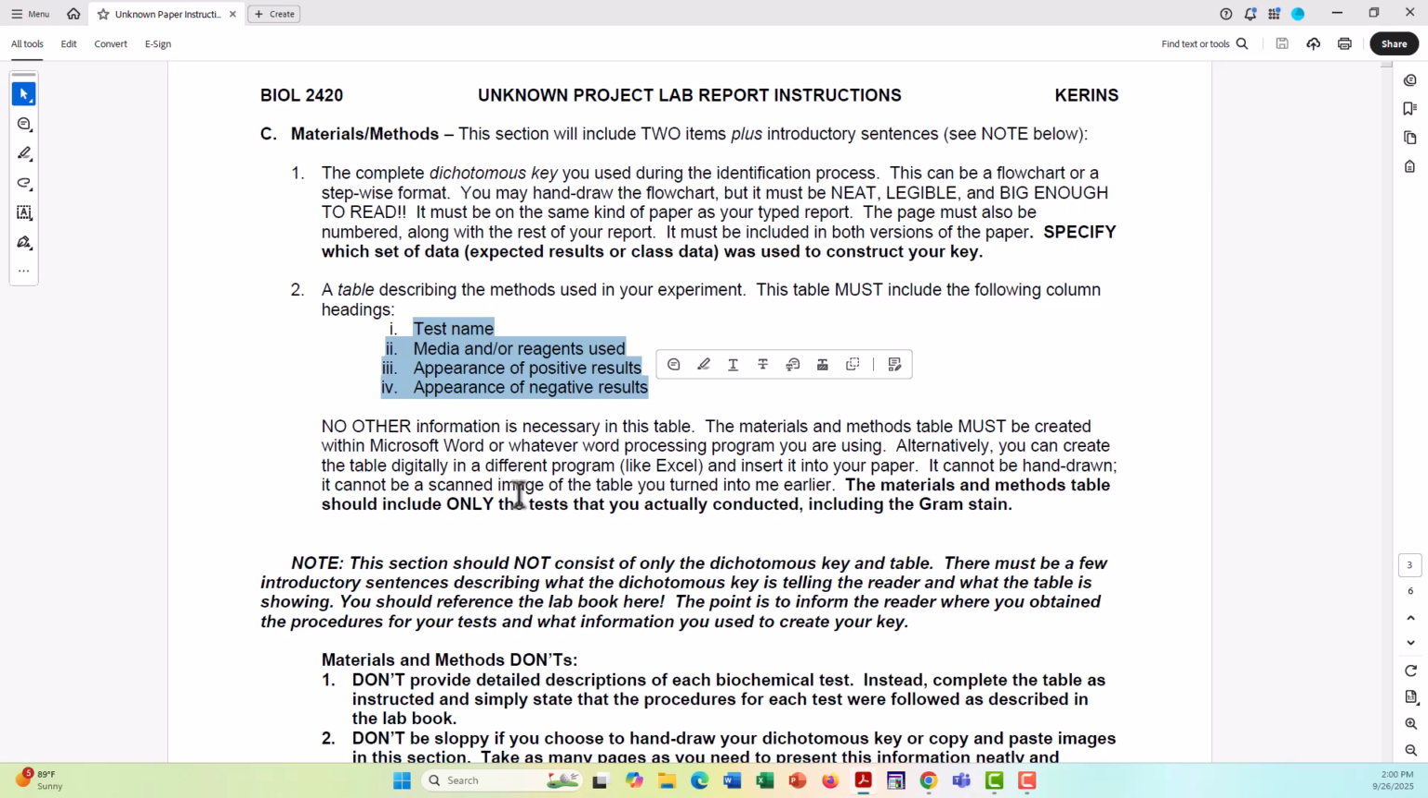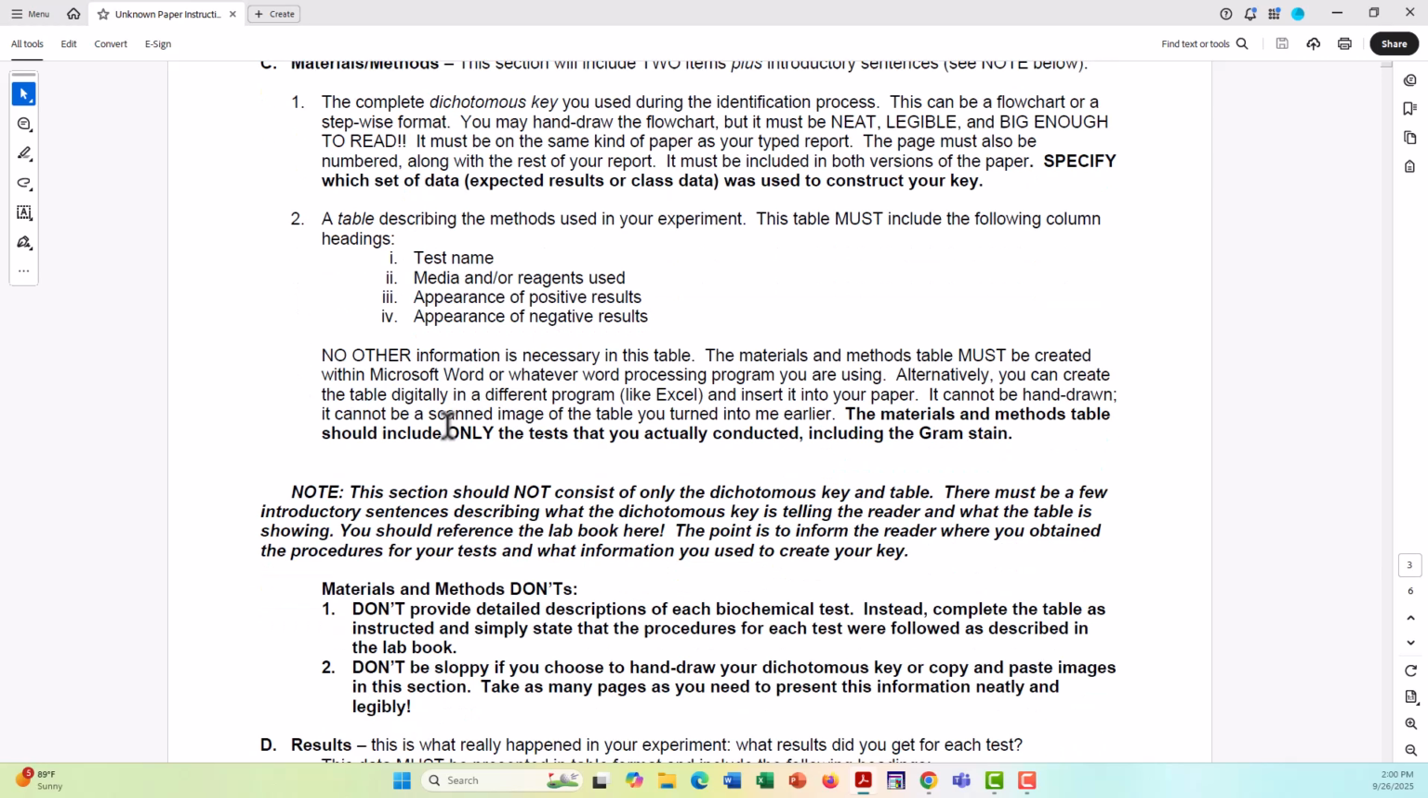Now, this section should not just be your dichotomous key and this table. You have to have a few introductory sentences at the beginning that describe to the reader what they're about to see. So tell the reader, what is the dichotomous key? What is it, and how did you construct it? The table.